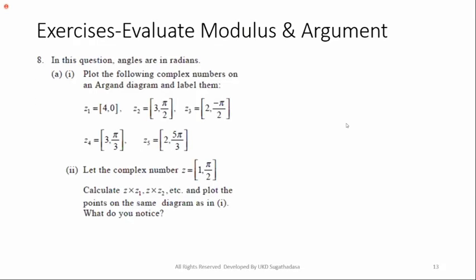In this question, the complex numbers are given in R theta form. Plot them on the Argand diagram. These are not difficult things. You can do it easily. Let us see with that.